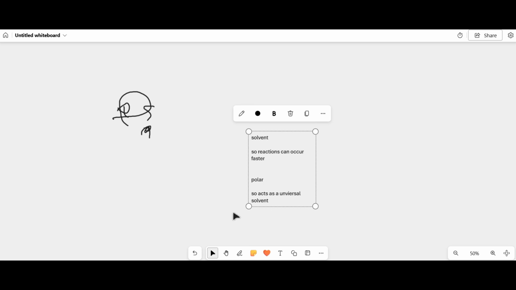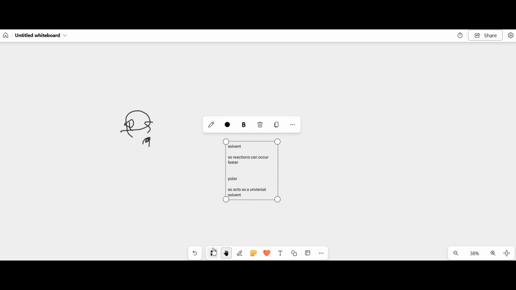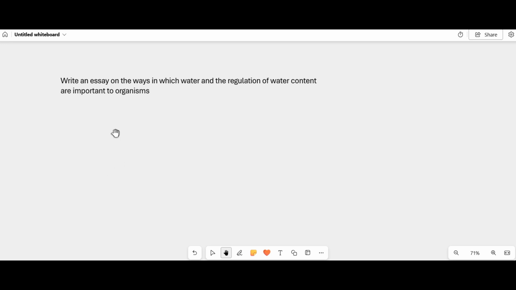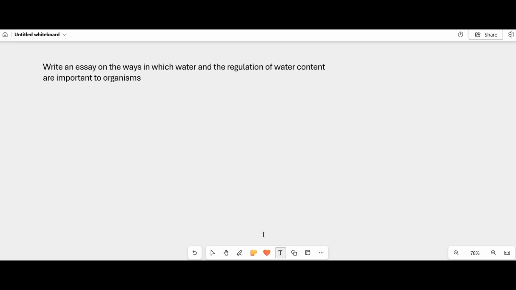Alright, calm. Question 6 is the essay, so I'm gonna talk to you about the essay now, yeah. Cool. So this is the last question, yeah. It says write an essay on ways in which water and the regulation of water content are important to organisms, yeah. So what you wanna do is write a little plan, so that anything that's missing from there, they can check it, and it shows that it's structured, yeah. So just think about things here that involve water across the course, yeah.